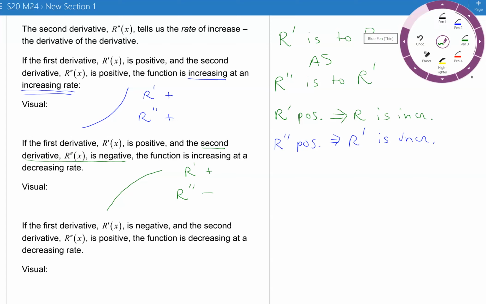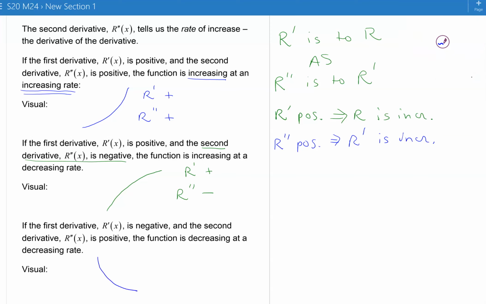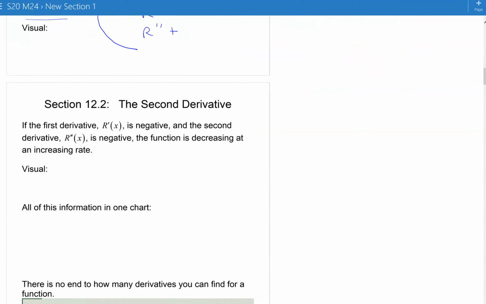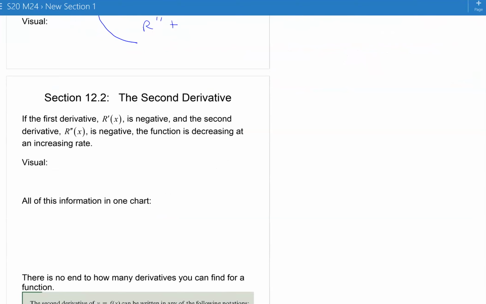Okay, so now let's look at what if the first derivative is negative, so the function's decreasing, and the second derivative is positive. Looking at the picture, the function is decreasing, but at a decreasing rate. If this was a hill you were riding a sled on, the sled's going to slow down. And then we have one more combination. If the first derivative is negative and the second derivative is negative, the function is decreasing at an increasing rate. If you were riding a sled down this hill, it would be speeding up.